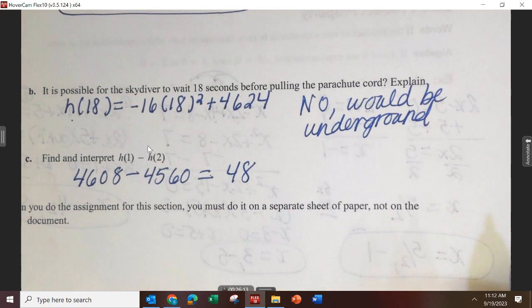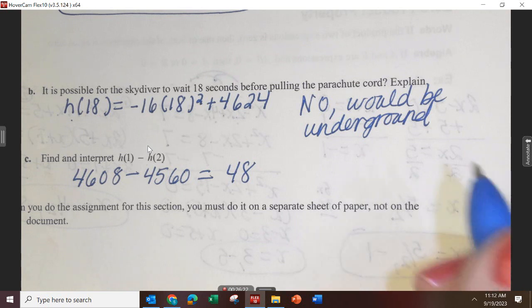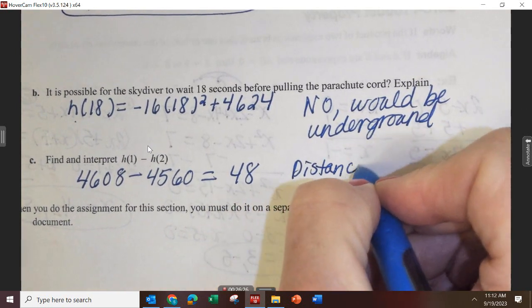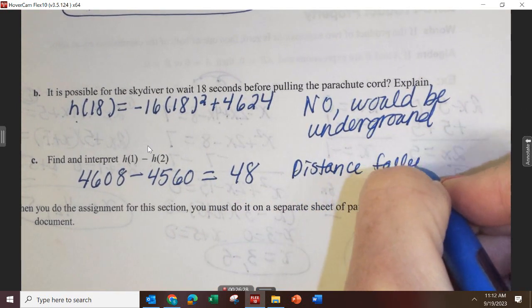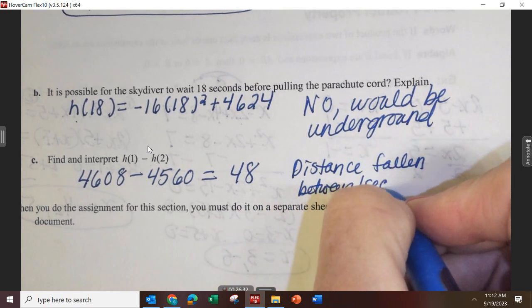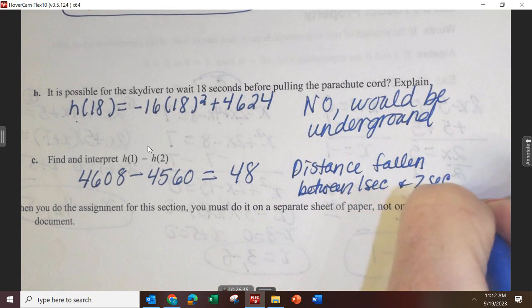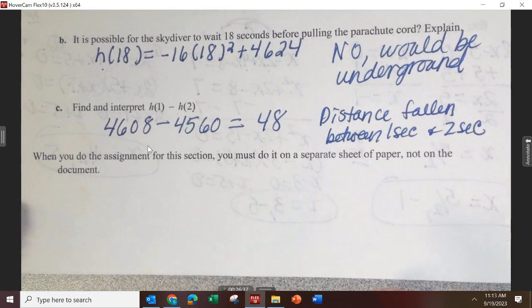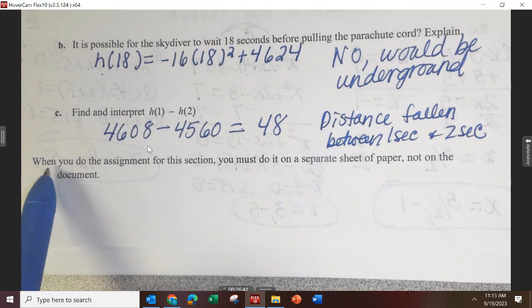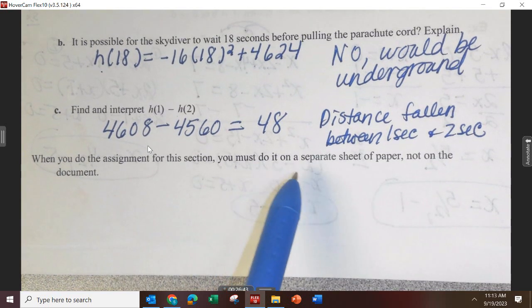What is that telling me? The distance he fell between 1 and 2 seconds. Right. Distance fallen between 1 second and 2 seconds. Okay. And that's it for the notes. Just a quick reminder again, do this on a separate sheet of paper.